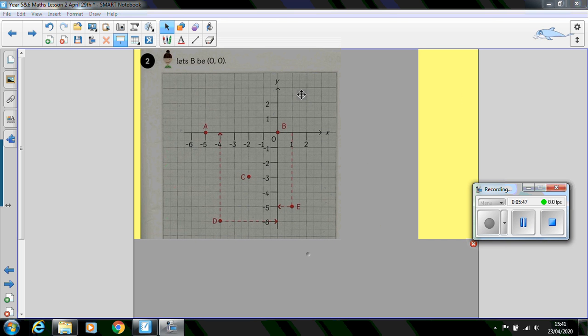But Emma, anyway, has put the coordinate grid through B, where B is 0, 0, and then asked us to work out the coordinates of the other letters. Just have 2 minutes now to see whether you can work out what the coordinates are.